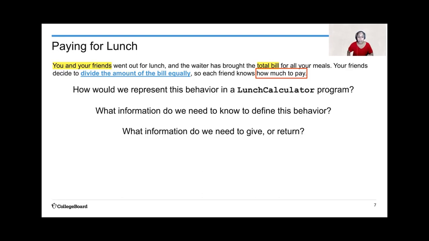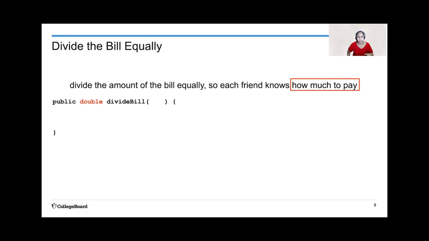So if I go through this step by step, I know that I'm going to create a method that's going to return a double, okay? Because if I'm looking at how much each person is going to pay, it's a decimal amount. Money is a decimal amount. So I'm going to return a double value as a result of this behavior, or give that information to the user. And I'm going to call this method divideBill. Right now, my parentheses are empty, because now I need to look at, okay, what information does this method need to know in order to divide the bill, right?